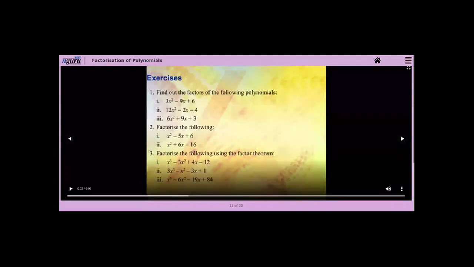You can try this. 3x squared minus 9x plus 6, 12x squared minus 2x minus 4, 6x squared plus 9x plus 3. Can you take a screenshot?